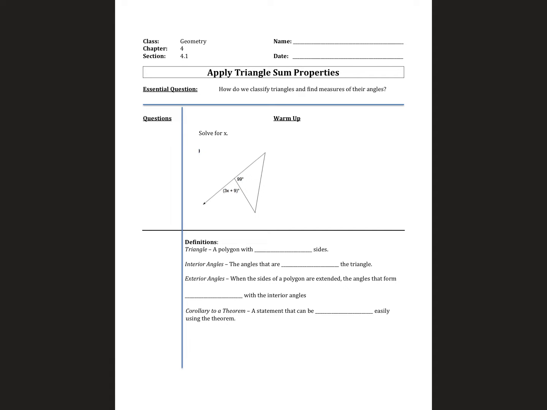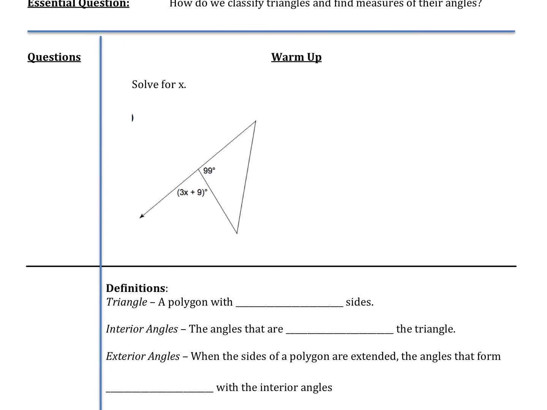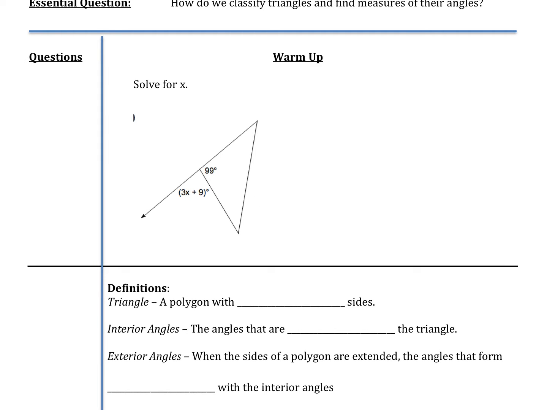Okay, we have a warm-up. It says solve for x. We have these angles here. They're in a triangle, but don't really worry about that right now, okay? Go ahead and see if you can figure out what kind of angles these are and see if you can solve them. Go ahead. All right, these are a linear pair. Do linear pairs add up to 180 or are they congruent? They add up to 180, so we're going to add them up to 180.